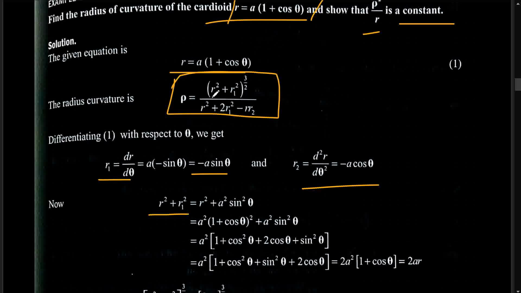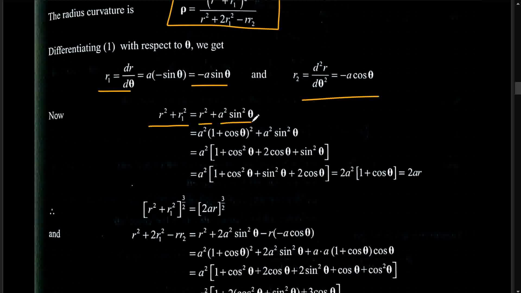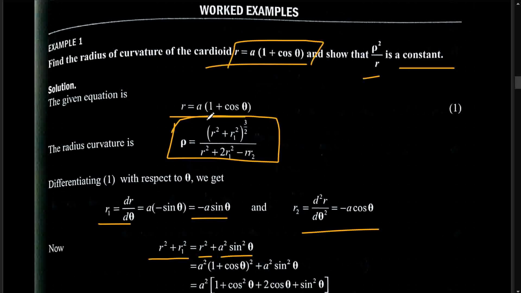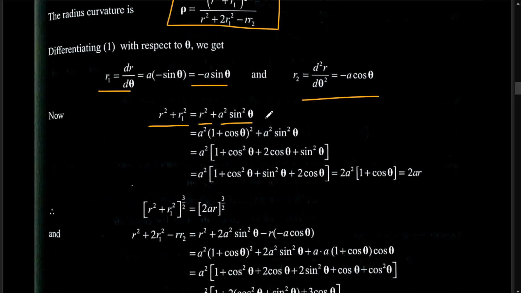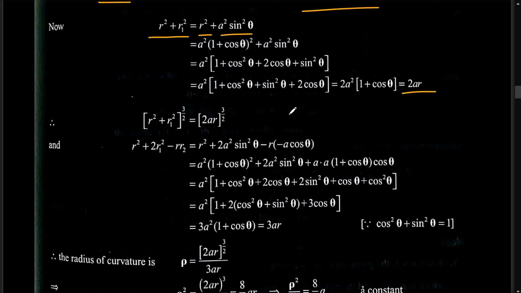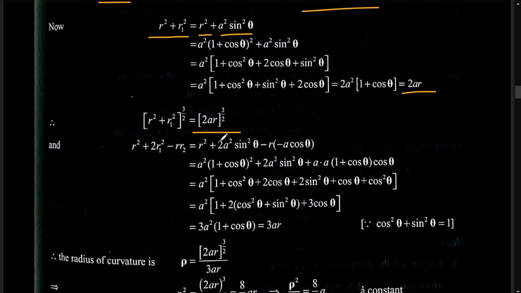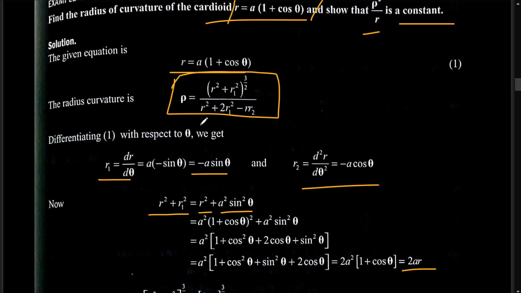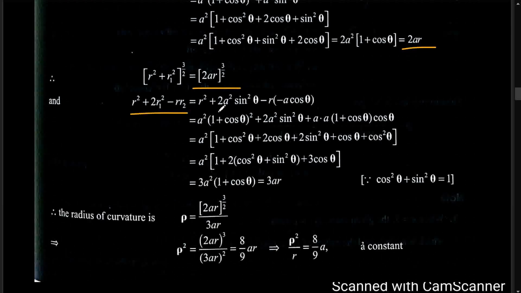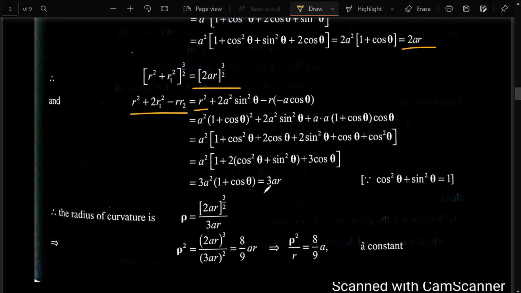Why? Because this is the numerator term inside the formula. So we find r square plus a square sin square theta. Here r is the given equation, which is a into (1 plus cos theta). Substituting and doing a simple multiplication, you get 2ar, and raising it to the power 3 by 2 because it's in the formula. Now we come to the denominator, simplifying it by substituting the things present there. Now r square, r you know from the given equation, and simplifying, you get 3ar.